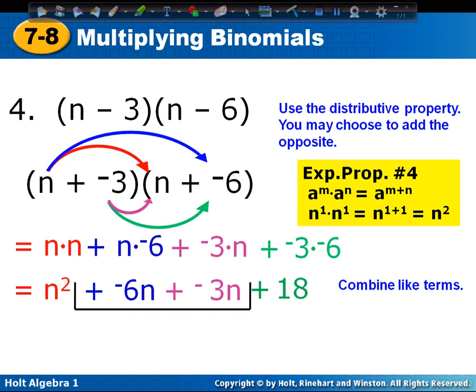Then we're going to put our like terms together. We have -6n plus -3n, and that gives us -9n. So our final answer here is n squared minus 9n plus 18. Please make sure that you have all that written down. If you got it correct, good job. If you did not, please erase what you did wrong and write down the correct way to work the problem.